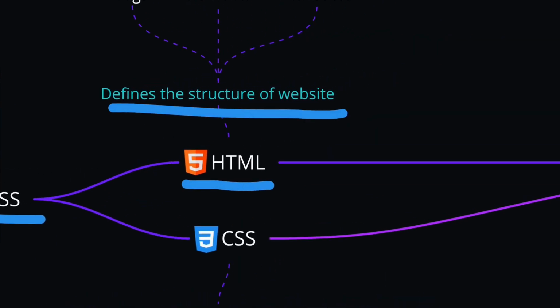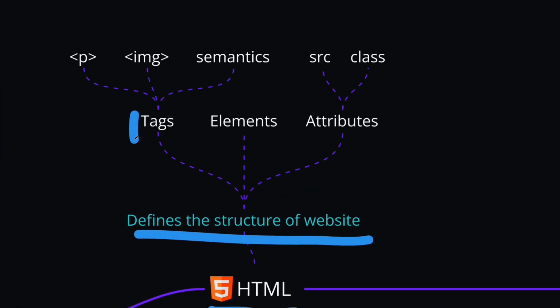Things like headings, paragraphs, links, buttons, these are all defined by HTML. It's like the skeleton of your website. Here you'll learn about things like tags. These are HTML tags that define the structure. For example, paragraphs are defined with the p tag or images are defined with the image tag. And you'll also learn about the latest semantic tags.